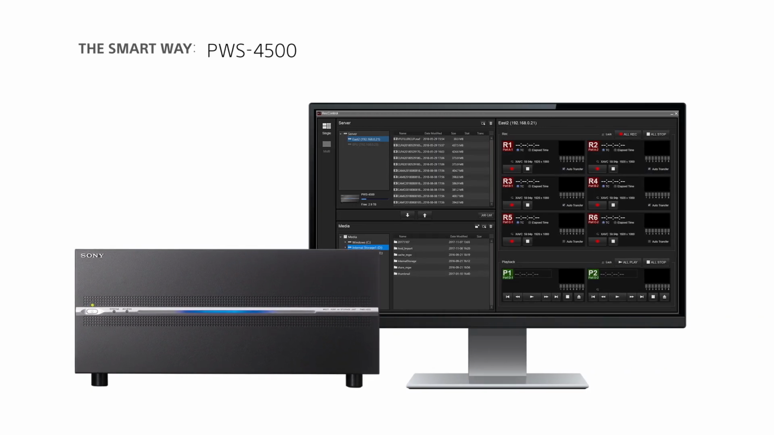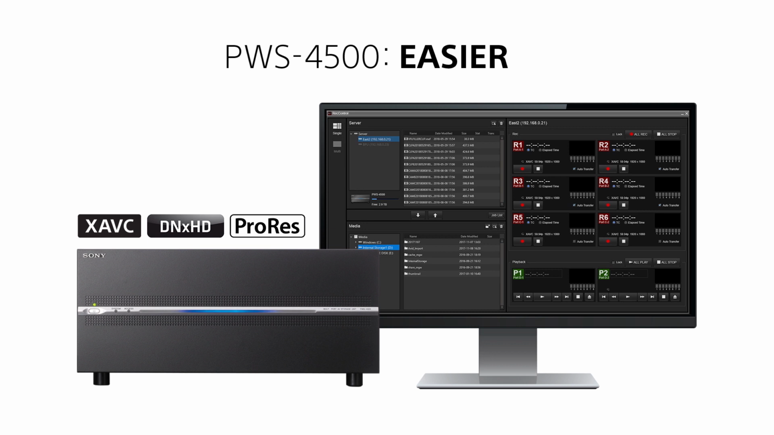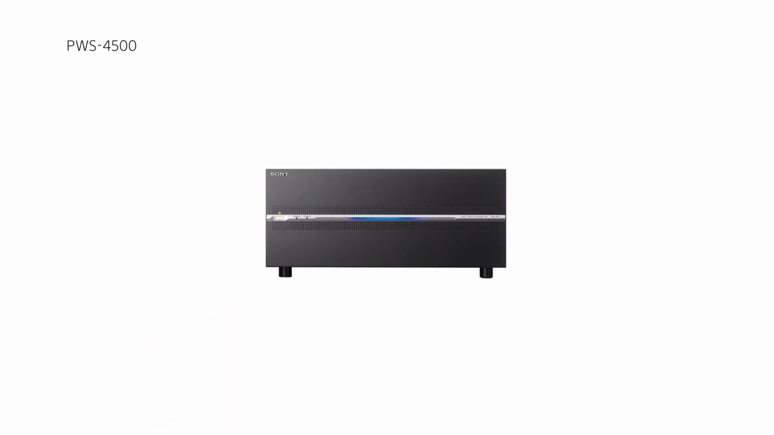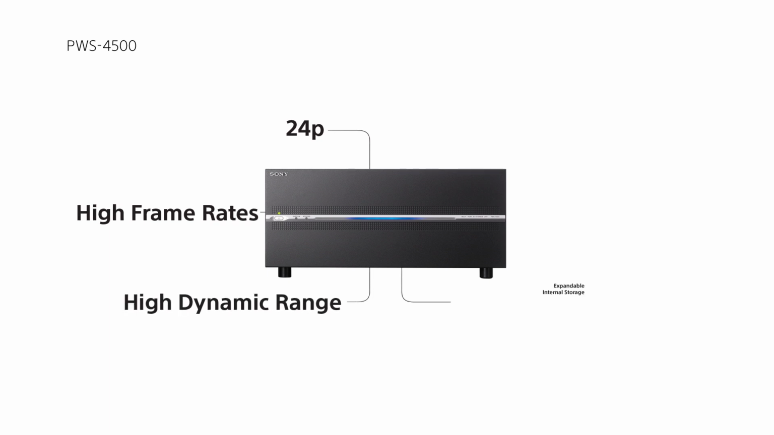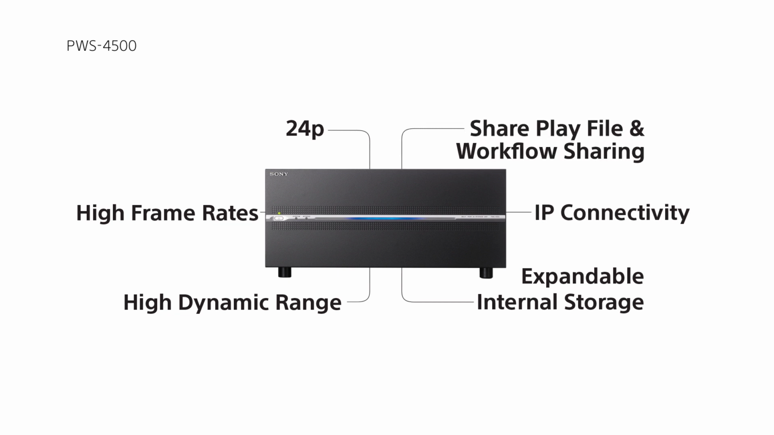With Sony's PWS-4500, you get the operational simplicity of a single device. You get 10 gig Ethernet straight to your non-linear editor in the native codec of your choice. And you get immediate editing, even as the show continues live. Other features include support for 24p, high frame rates, and high dynamic range, expandable internal storage, IP connectivity, and Sony SharePlay file and workflow sharing.